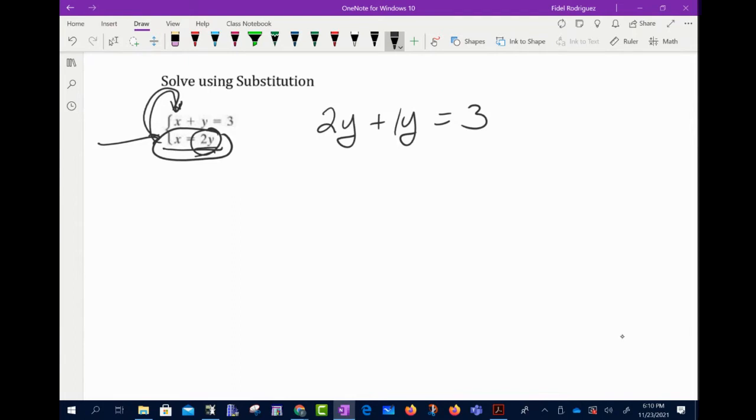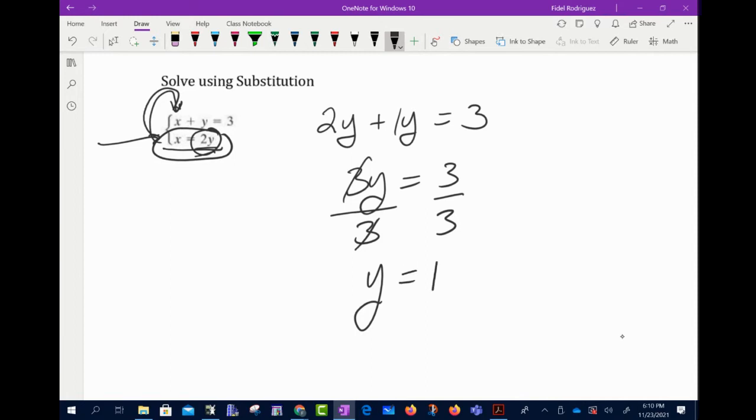So now remember, this is really a 1y. So 2y plus 1y is a 3y, which is equal to 3. So when we divide both sides by 3, we get y equals 1.